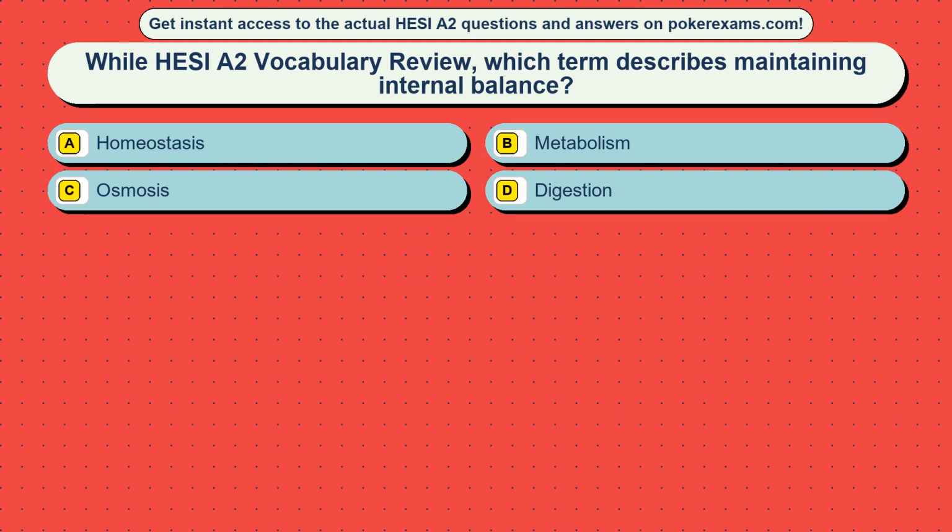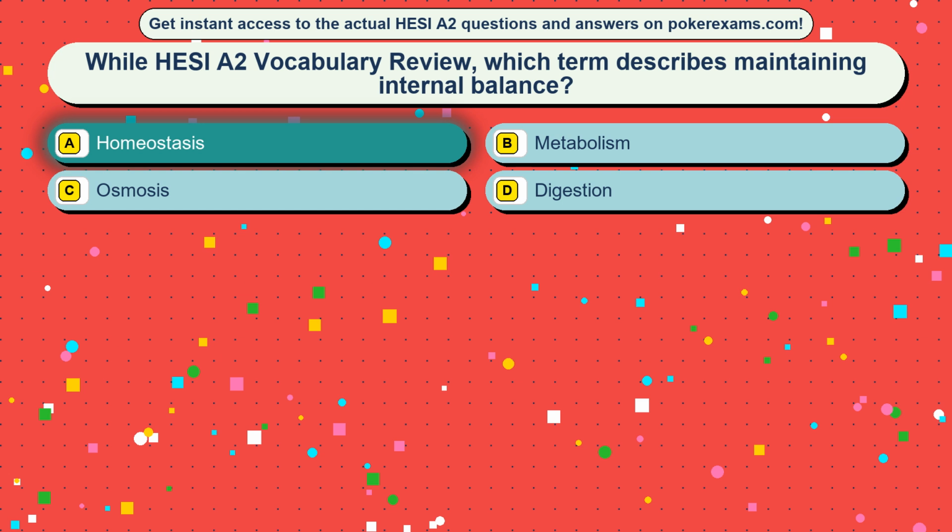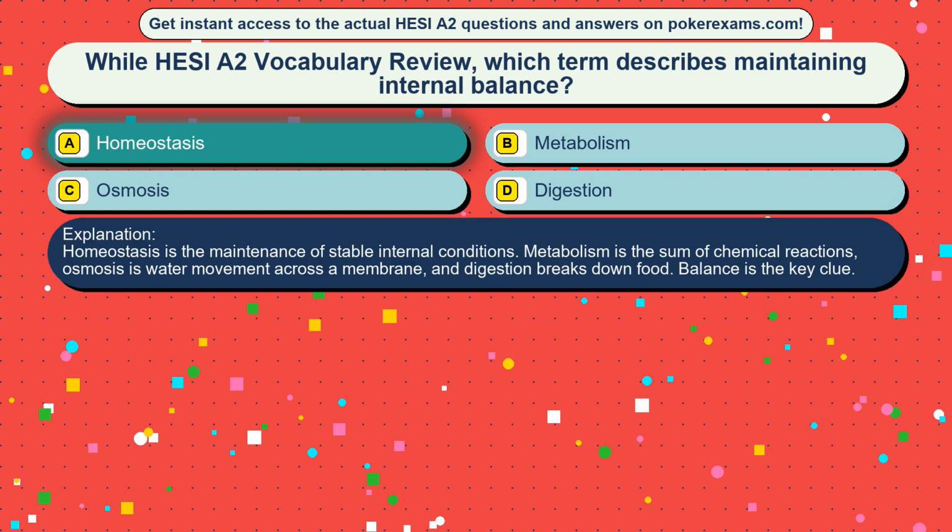Question 17. While HESI A2 Vocabulary Review, which term describes maintaining internal balance? Option A, homeostasis. Option B, metabolism. Option C, osmosis. Option D, digestion. The correct answer is option A, homeostasis. Homeostasis is the maintenance of stable internal conditions. Metabolism is the sum of chemical reactions, osmosis is water movement across a membrane, and digestion breaks down food. Balance is the key clue.